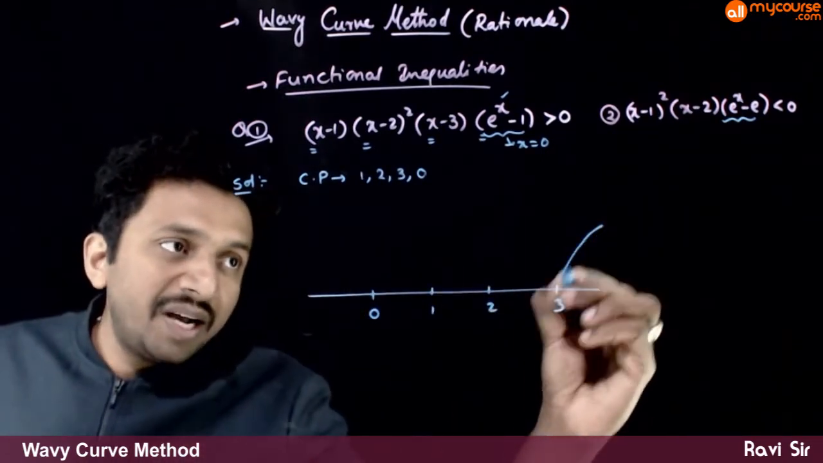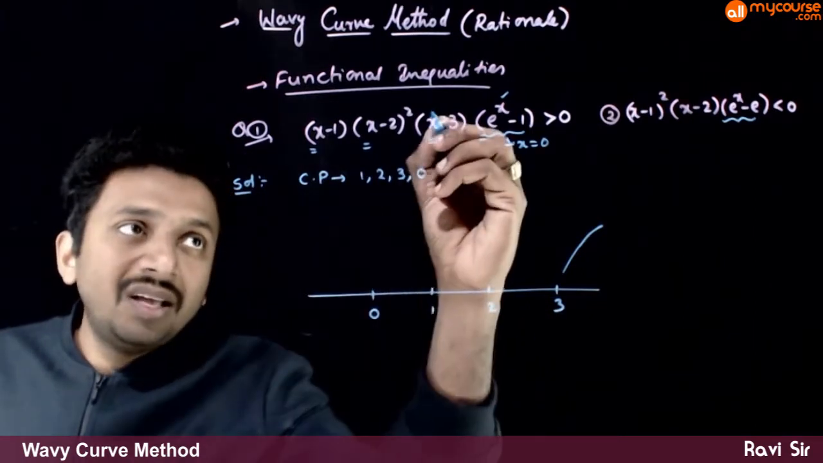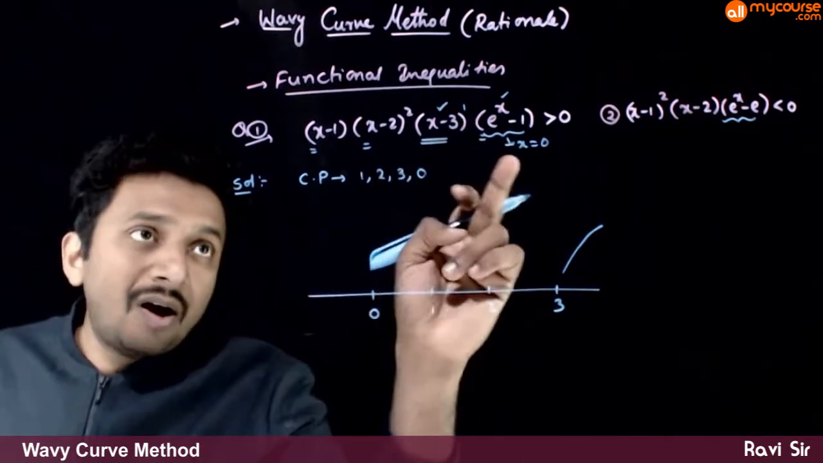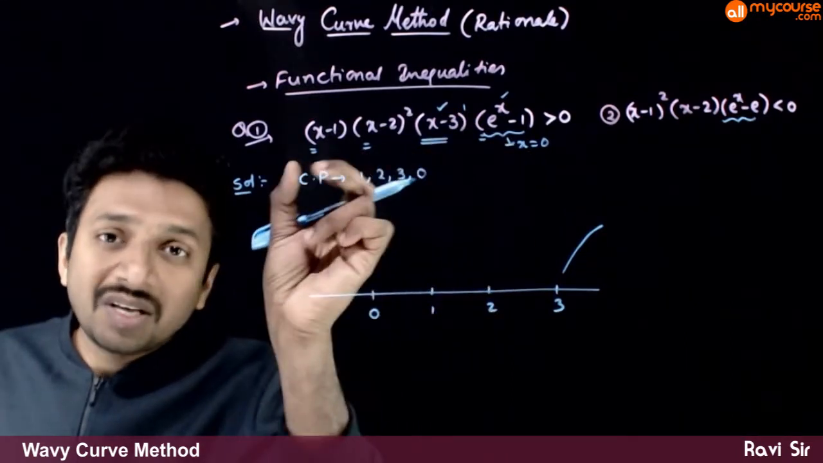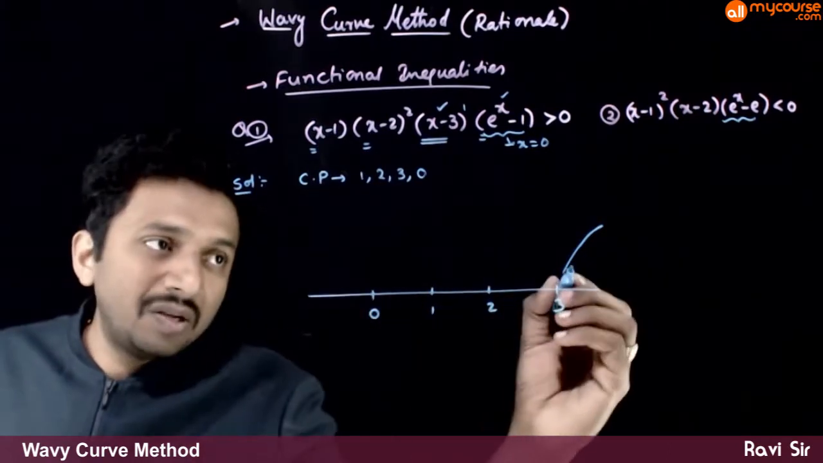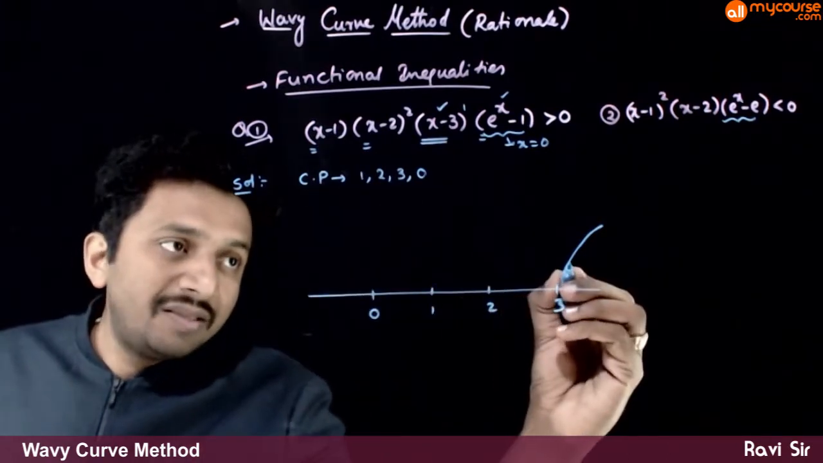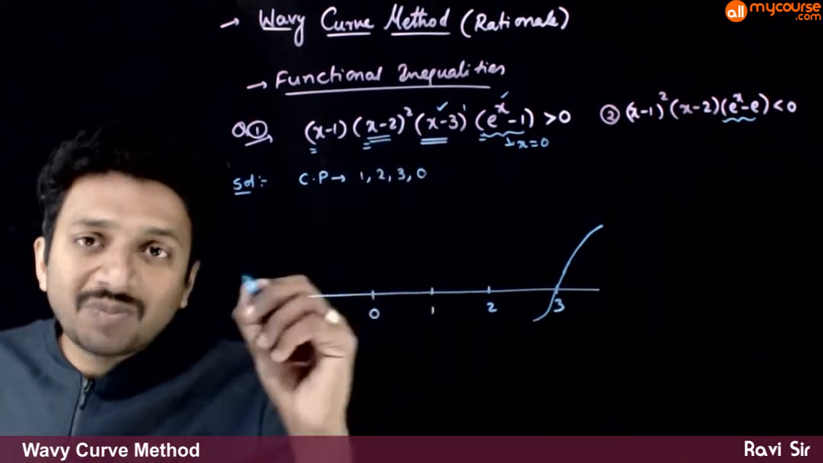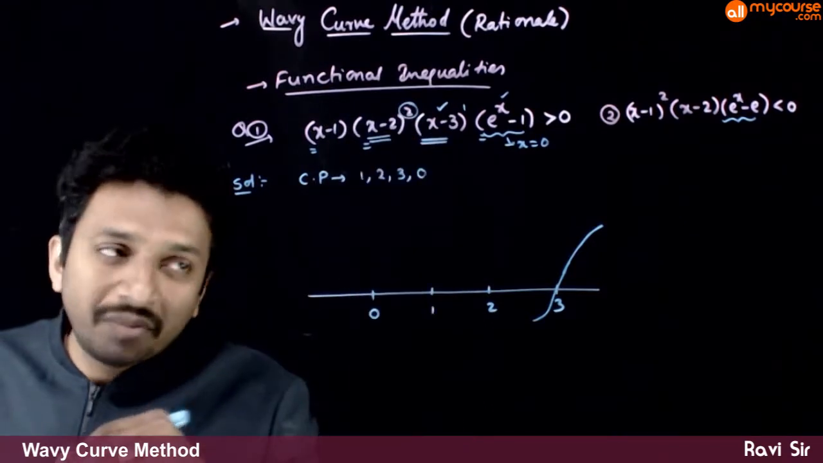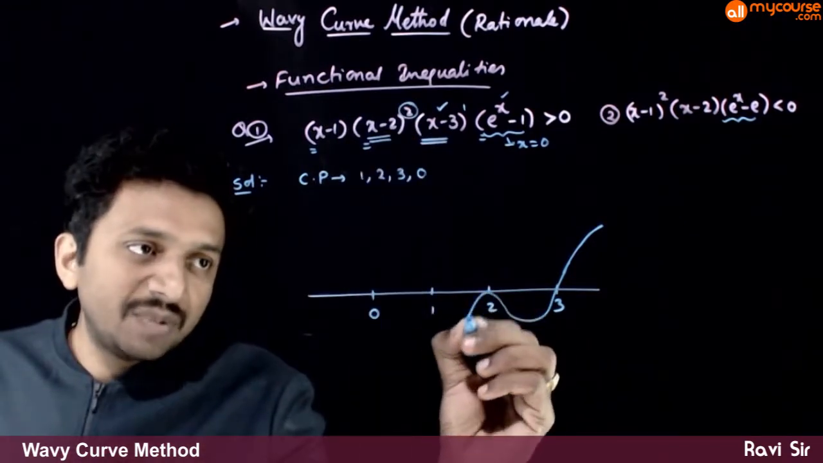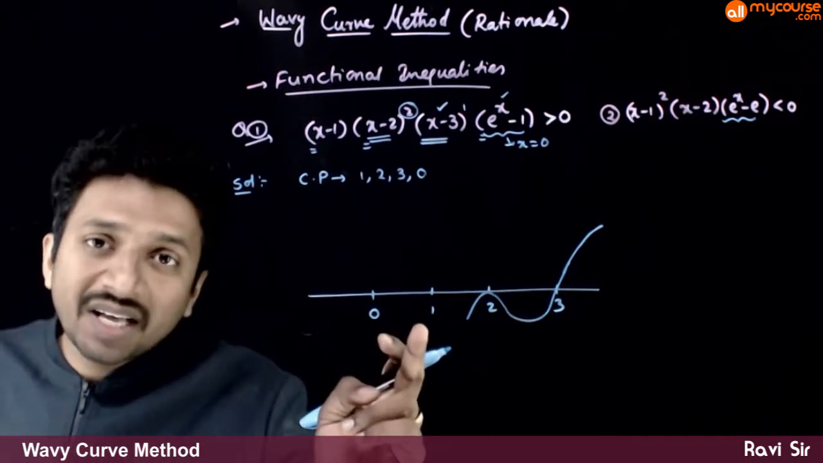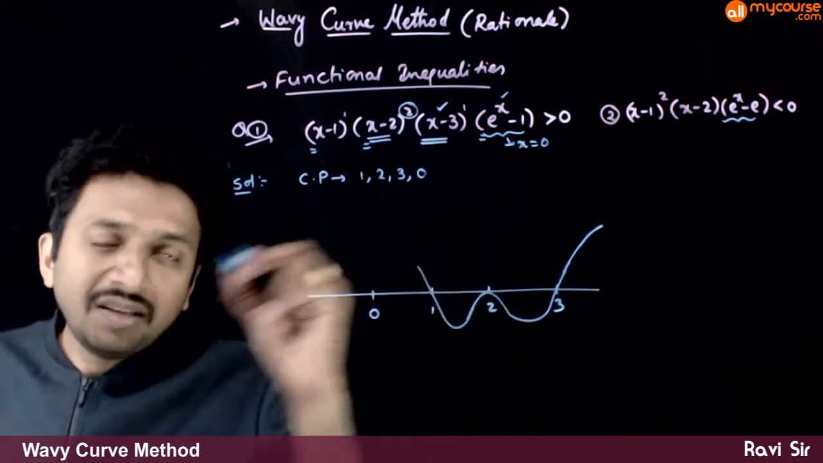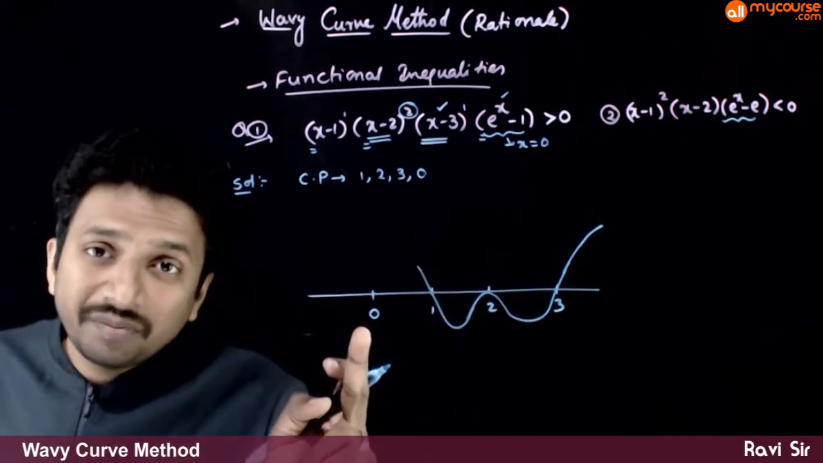So what is happening at x is equal to 3? At x is equal to 3, the sign of this changes because the power is odd. All the remaining expressions, the sign does not change at 3 because their critical point is not 3. So at 3, the sign changes, it becomes downward. At x is equal to 2, you have the factor x minus 2, but the power is even. Hence, it touches and comes back. And what is happening at x is equal to 1? The power is odd, hence the sign changes again. And what is happening at x is equal to 0?